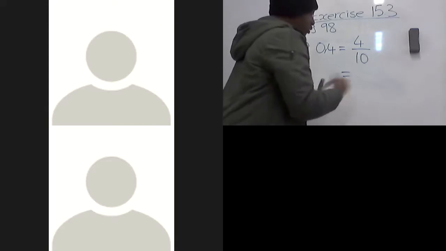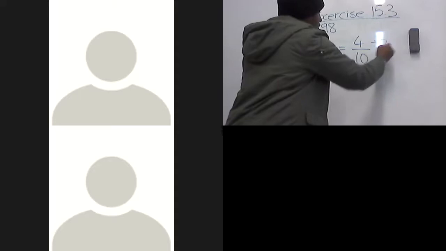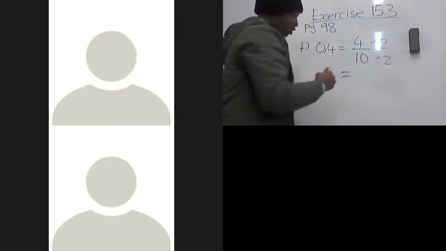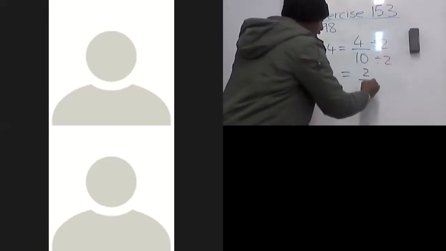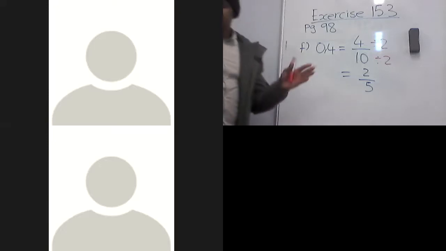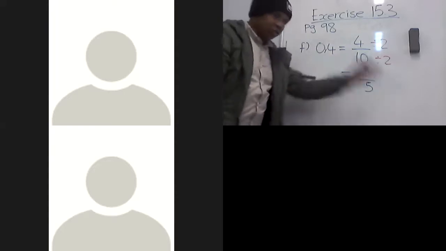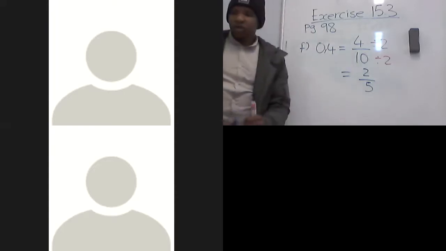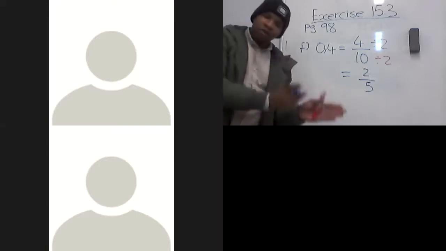So what are we doing here? We are dividing the numerator by 2, and we're also dividing the denominator by 2, simplifying our fraction to 2 over 5. Right. So this is the way to go on converting decimals into fractions. Now we are going to look at the next question that asks us to convert fractions to decimals.